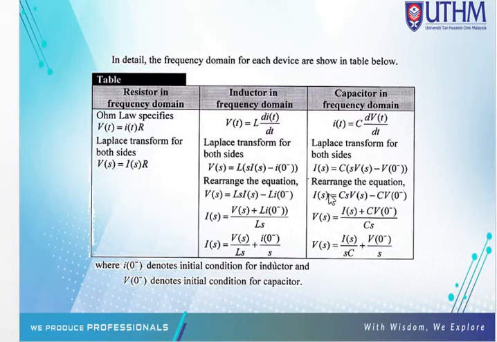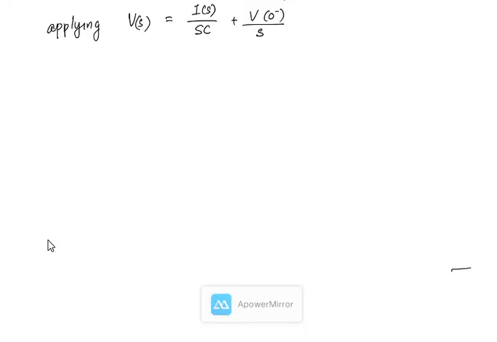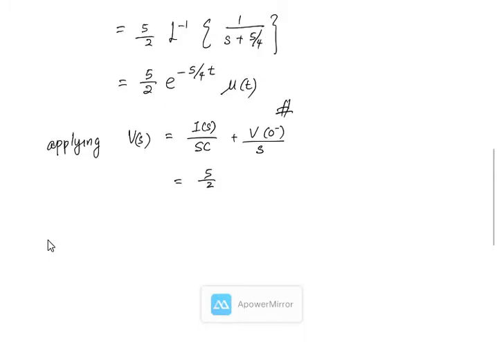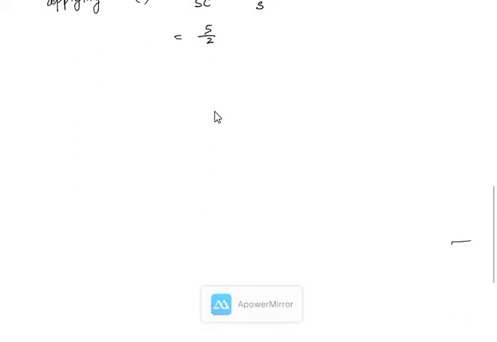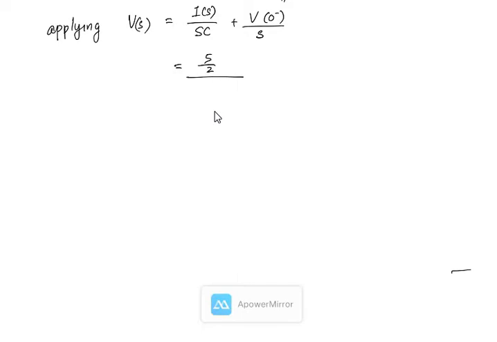After we calculate i(t), we go back to the table. In this table, for the capacitor in the frequency domain, we can get V(S) equal to I(S) over SC plus the initial condition for the capacitor divided by S. And the I(S) we obtained is 5 over 2 divided by S plus 5 over 4, divided by SC. C is 0.2, so S over 5, plus the initial condition for the capacitor, V0, which we obtained is 10 divided by S.